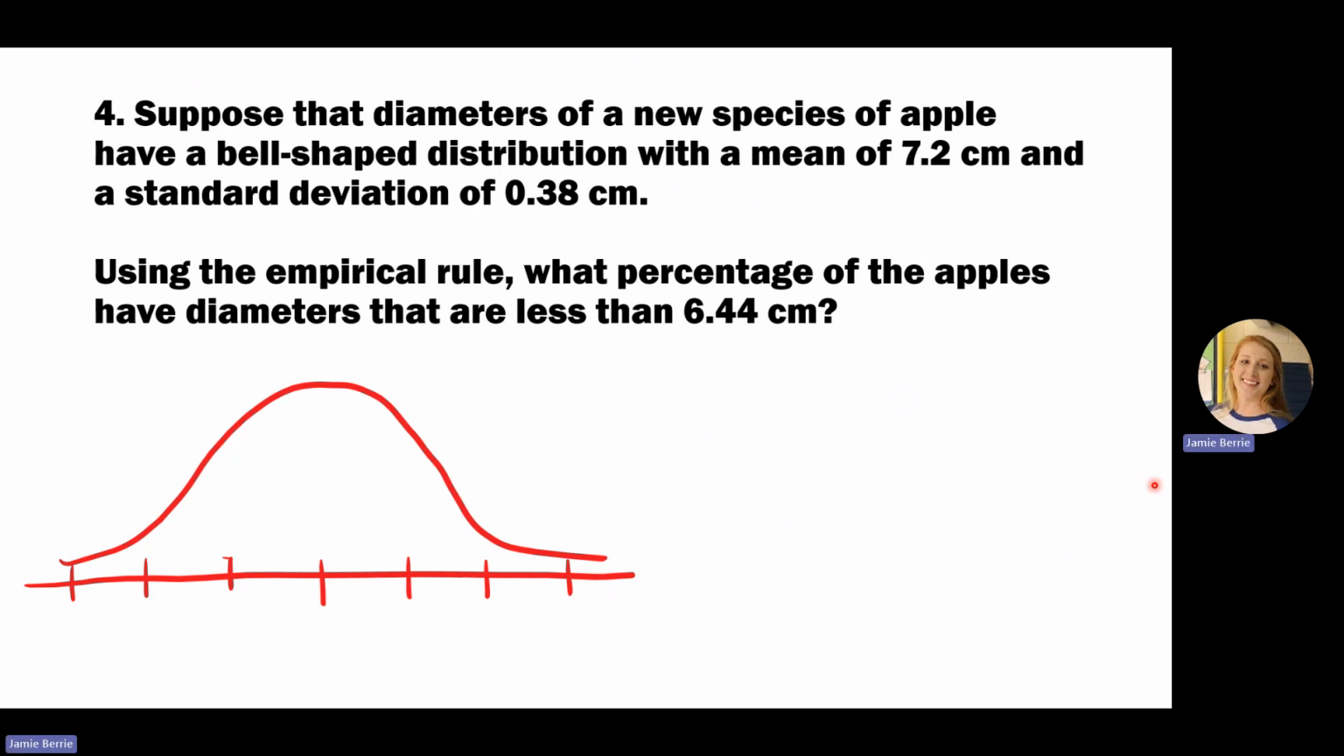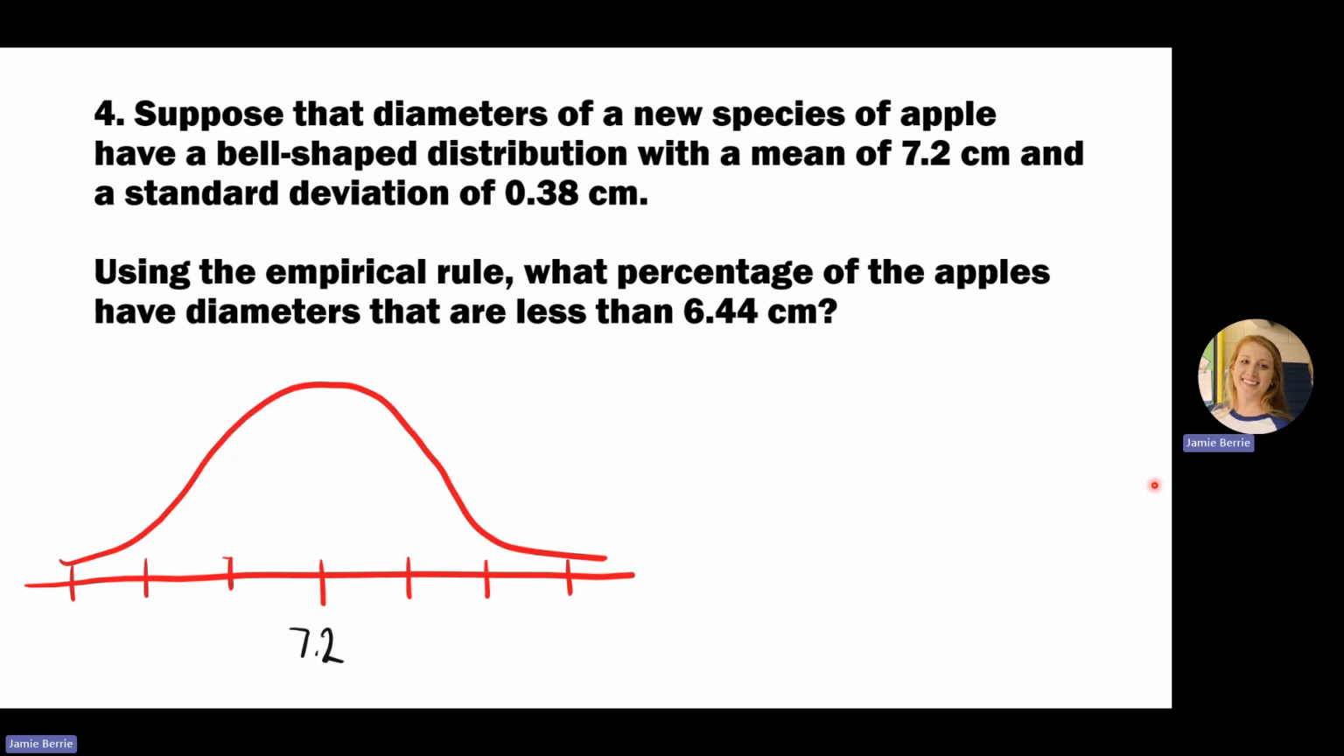Suppose that the diameters of a new species of apple have a bell-shaped distribution, or a normal distribution, with a mean of 7.2 and a standard deviation of 0.38. Using the empirical rule, what percentage of the apples have diameters that are less than 6.44?